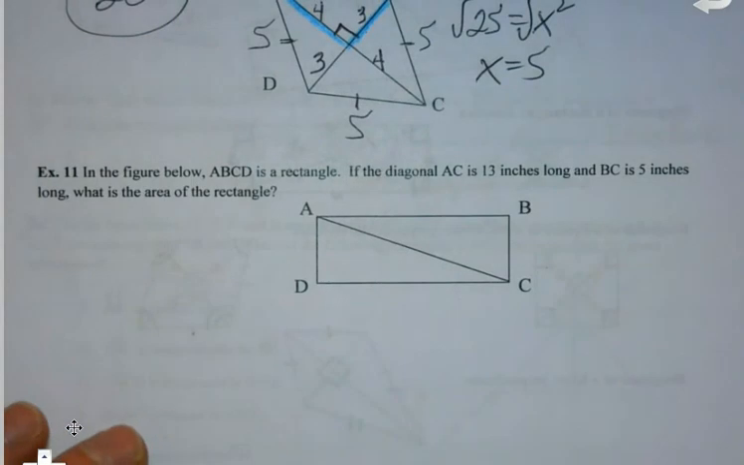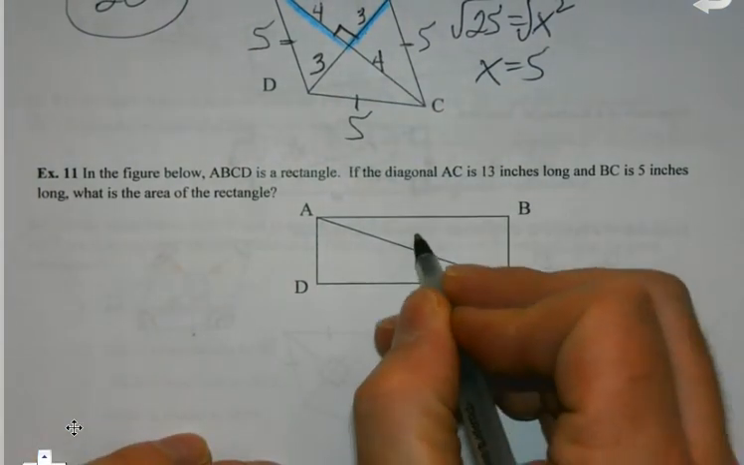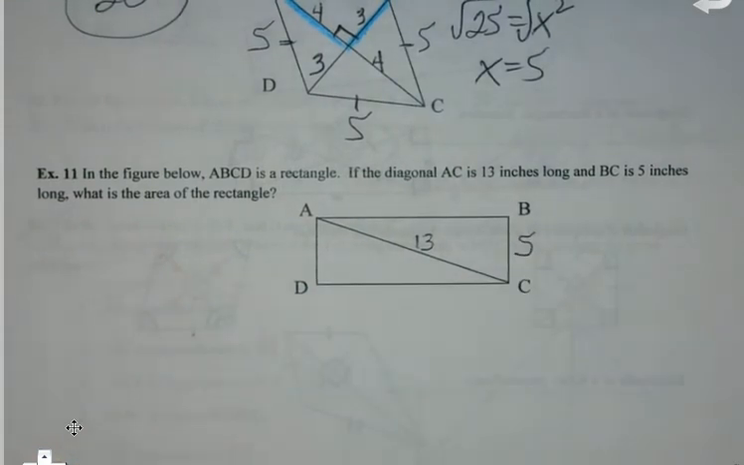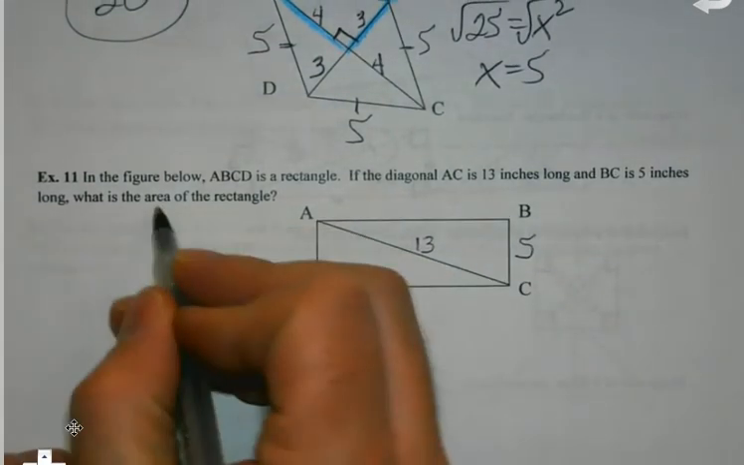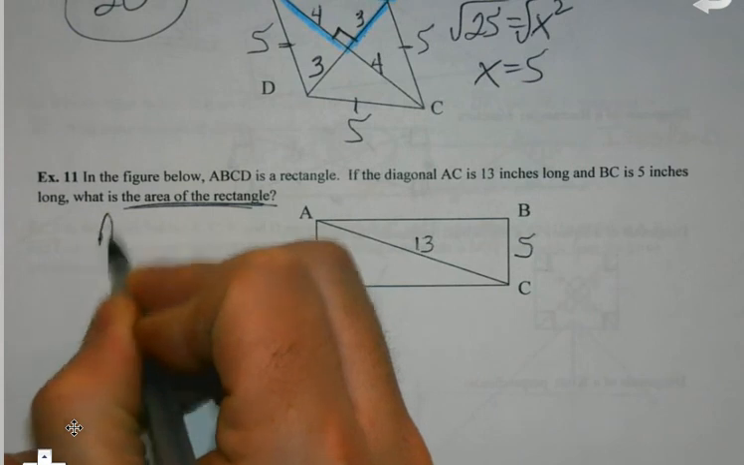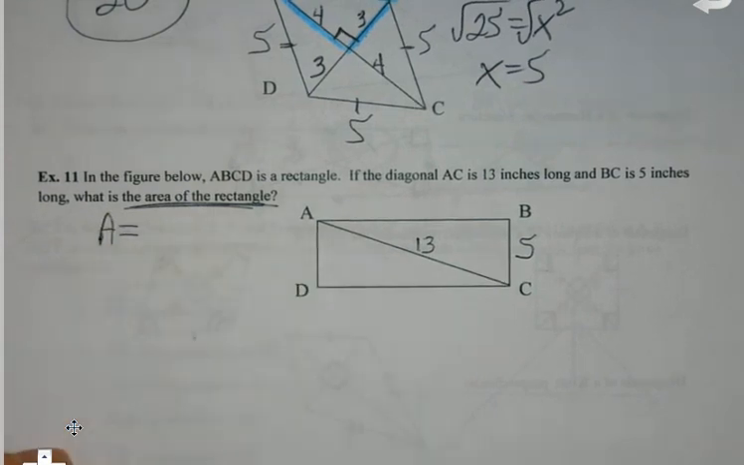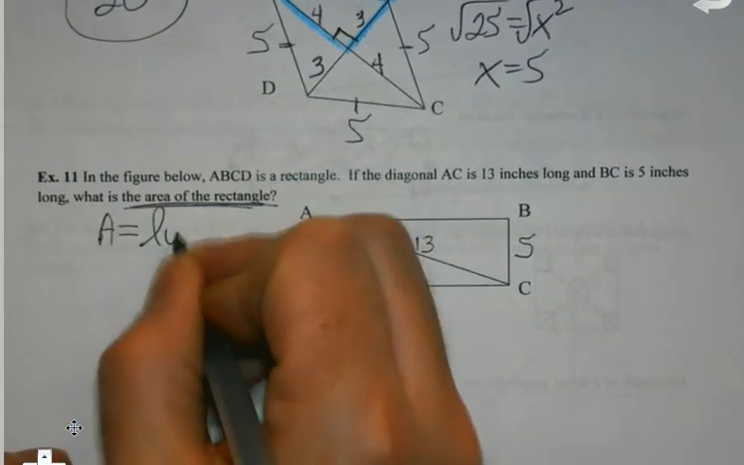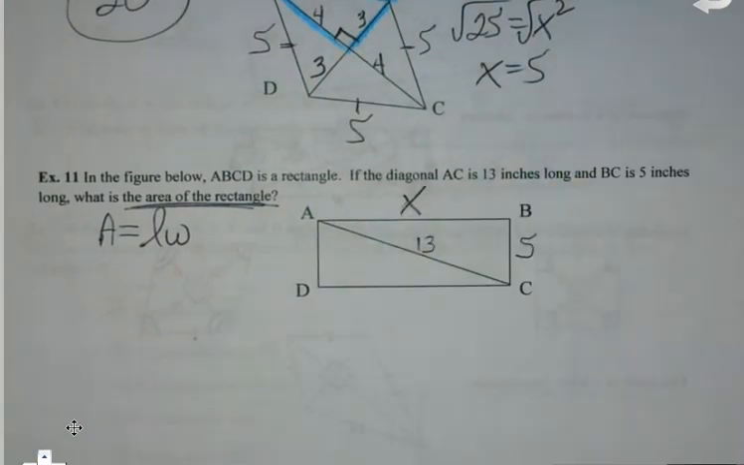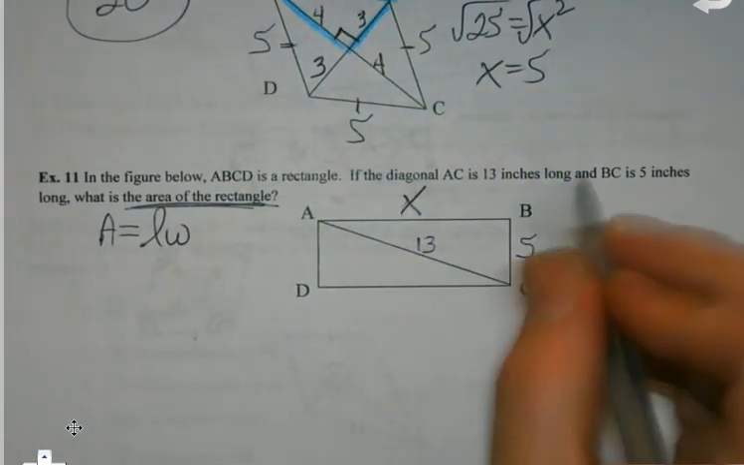And finally. The figure below, ABCD is a rectangle. Okay. If AC is 13 inches long and BC is 5, what's the area of the rectangle? Okay, first question. How do I find the area of a rectangle? Okay, base times height, length times width, however you want to call it. So I have this. I need this. Well, let's see here. Oh, yeah.